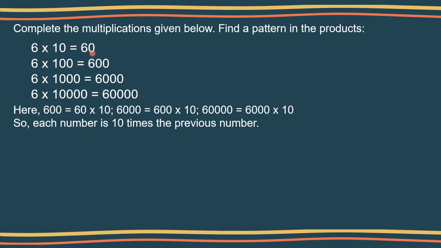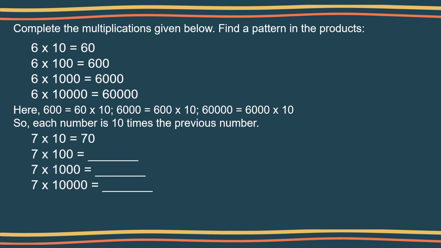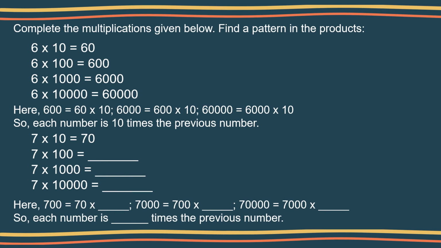So we got the pattern here. Each number is 10 times the previous number. If we multiply 60 by 10, we will get 600. If we multiply 600 by 10, we will get 6,000. And if we multiply 6,000 by 10, we will get 60,000. In the same way, you will complete the pattern of 7 and write your answers in the given blanks.